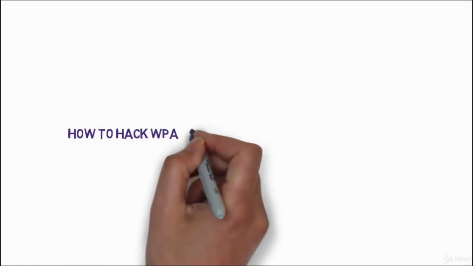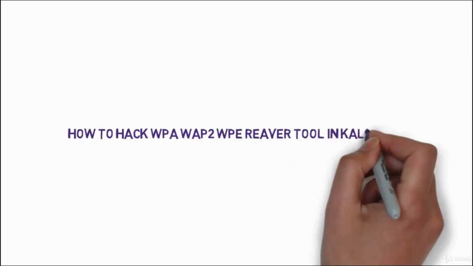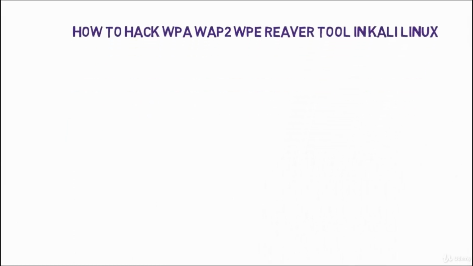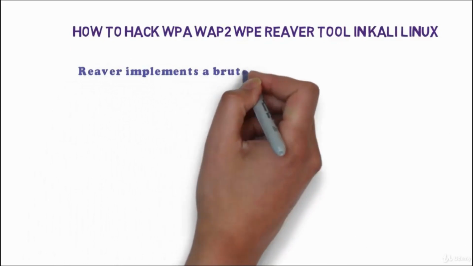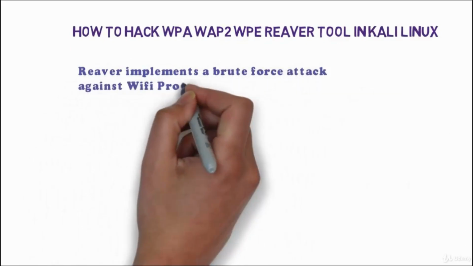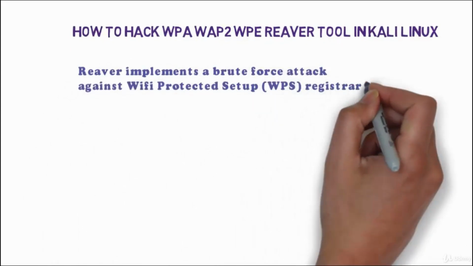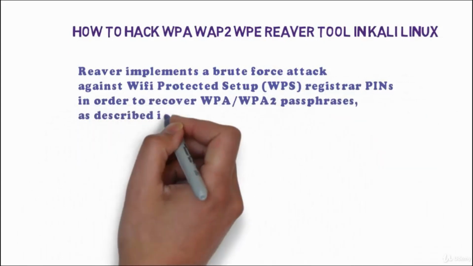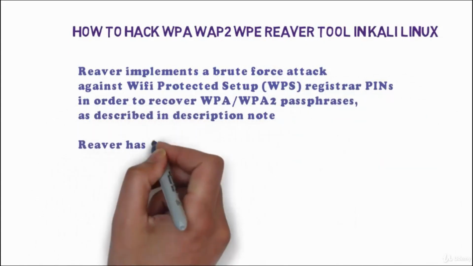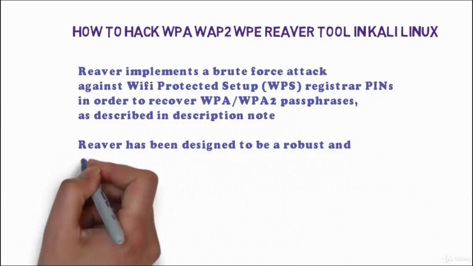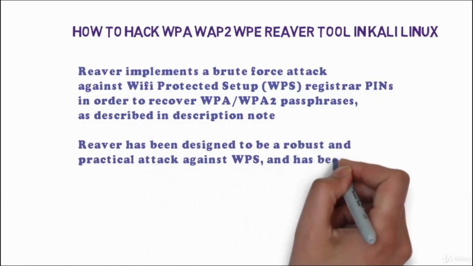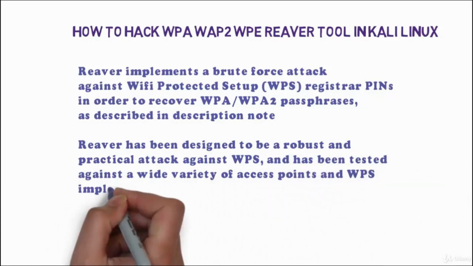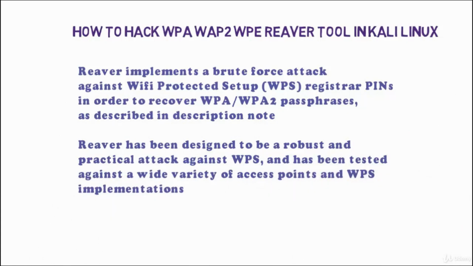Welcome. In this video, we will see how to hack WPA, WPA2 using the Reaver tool in Kali Linux. Reaver implements a brute force attack against Wi-Fi Protected Setup registrar pins in order to recover WPA, WPA2 passphrases, as described in the description note. Reaver has been designed to be a robust and practical attack against WPS and has been tested against a wide variety of access points and WPS implementations.